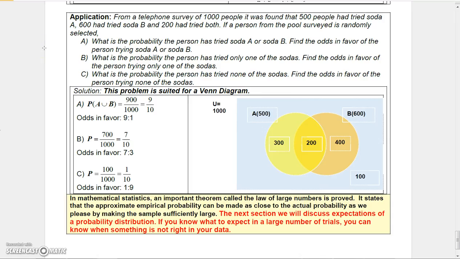Okay, I'm going to leave you to read this application problem. Pause the video, read it, and work the problems the way I did. It asks for probabilities and it asks for odds. But notice I used a Venn diagram to solve it, and I think from the picture you should be able to figure out how to answer the questions. And that's pretty much it on this section.